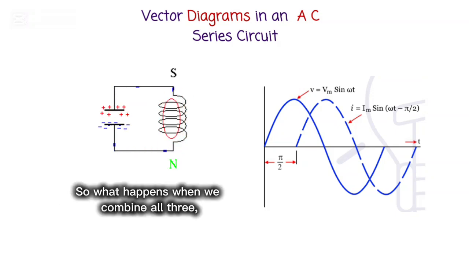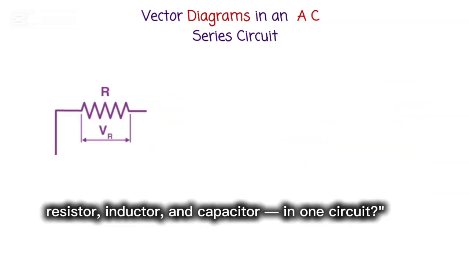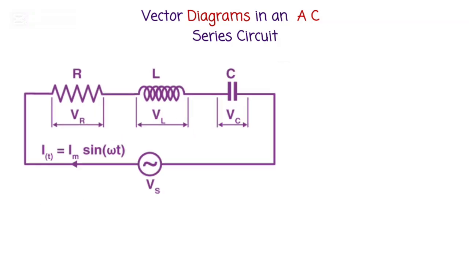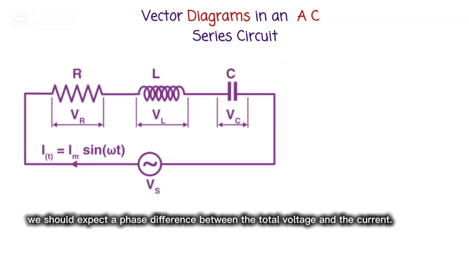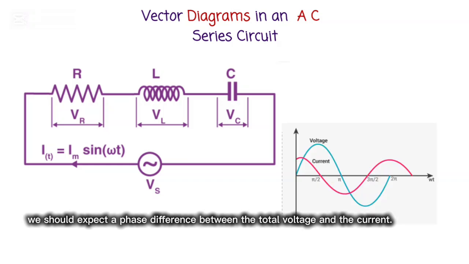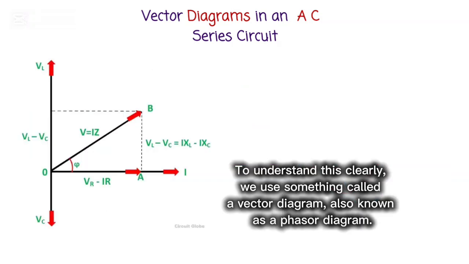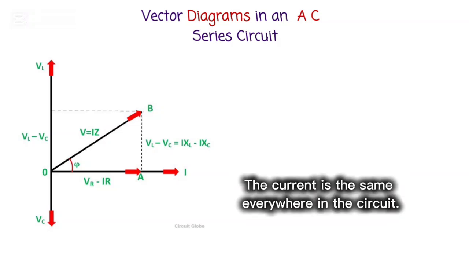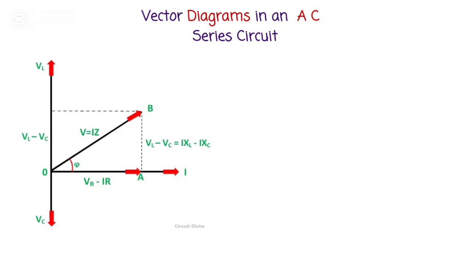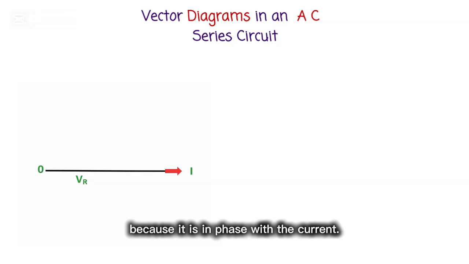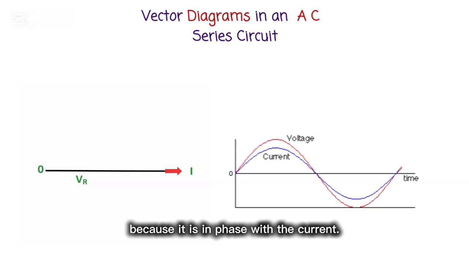So what happens when we combine all three, resistor, inductor and a capacitor in one circuit? We should expect a phase difference between the total voltage and the current. To understand this clearly, we use a vector diagram, also known as a phasor diagram. The current is the same everywhere in the circuit, so we use the voltage across the resistor, VR, as our reference, because it is in phase with the current.